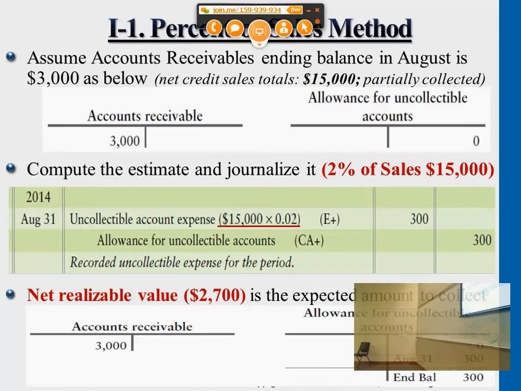So this $300 will fall into the contra account. Accounts receivable will still have the original amount, but later on the balance sheet you will see $3,000 listed first and then $300 listed right below it. So meaning the net realizable value is $2,700. This really is the accounts receivable that we expect to get on time.